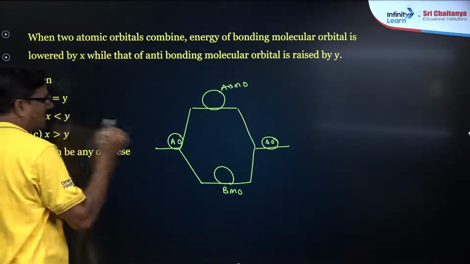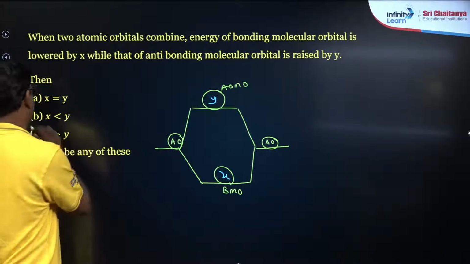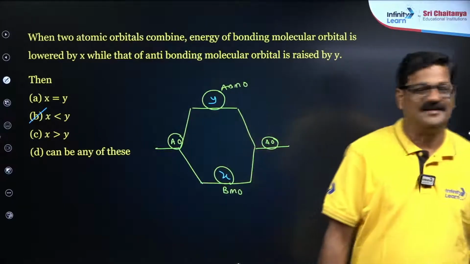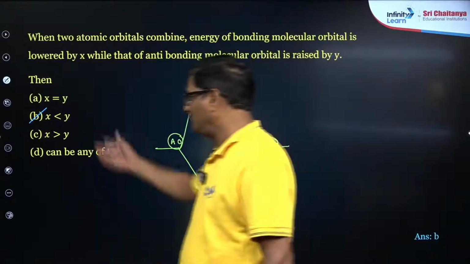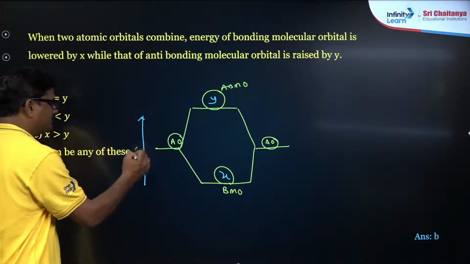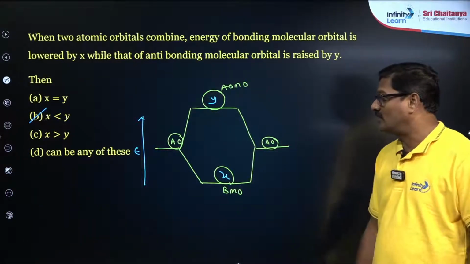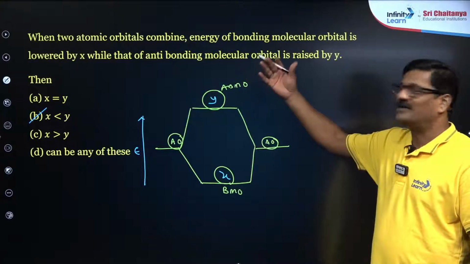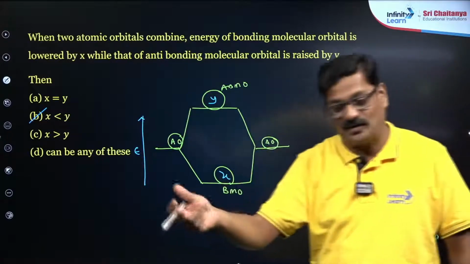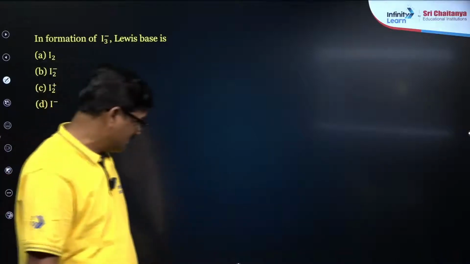What are we calling the energy of this? We are calling it x. What are we calling the energy of this? We are calling it y. So I just want to say x is less than y. That is your answer. Clear, Aditya? Clear? So my answer is going to be B. So this is your energy scale, suppose. Okay. So it is the application of molecular orbital theory, and it gives different weird sentences, giving you the correct explanation for y is greater than x or x is less than y, and formation of I3 minus the Lewis base is.